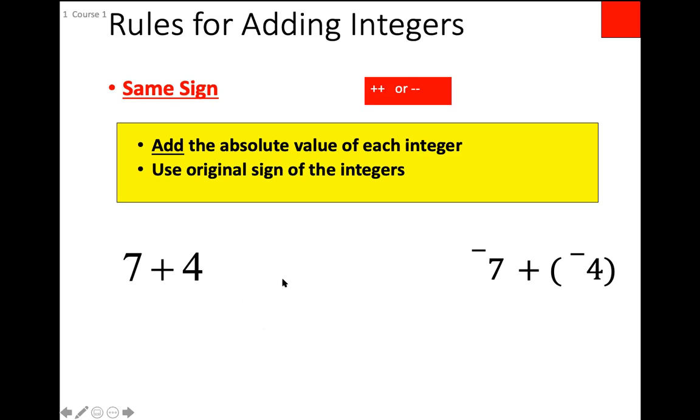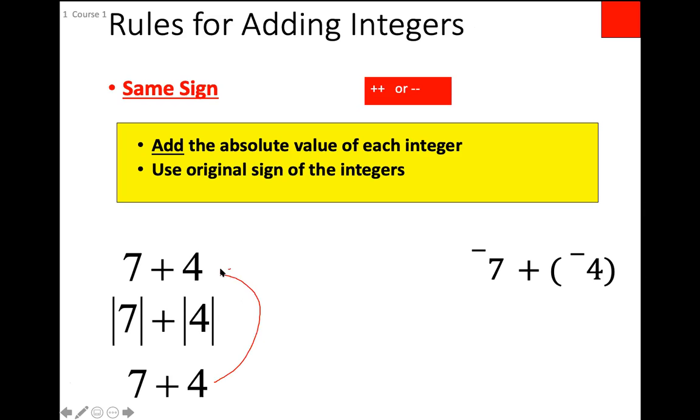So I take the absolute value of 7 and 4. No one actually writes that down. They simply write the absolute value of 7 and 4, which is 7 and 4, and they add those 2 numbers together. So 7 plus 4 is 11. The last step is you look back and ask yourself, was I adding positive or negative numbers? I'm adding positive numbers. So the answer is 11.